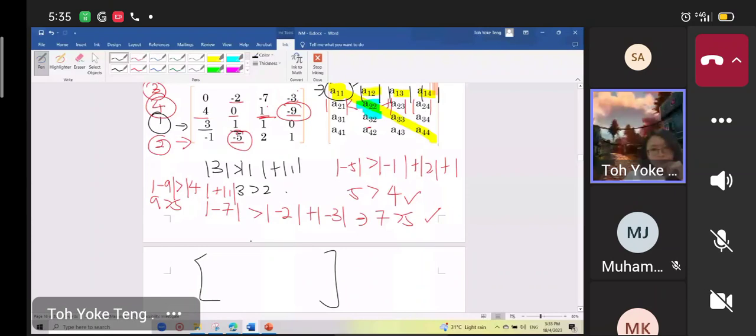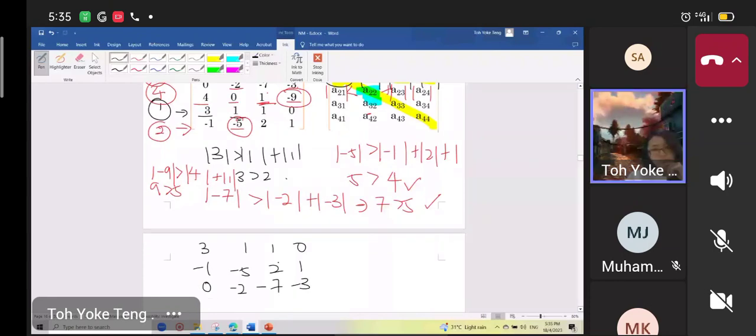So first equation, zeros, negative 1, negative 5, 2, 1, 0, negative 2, negative 7, negative 3, and then the last one here is 4, 0, 1, negative 9.